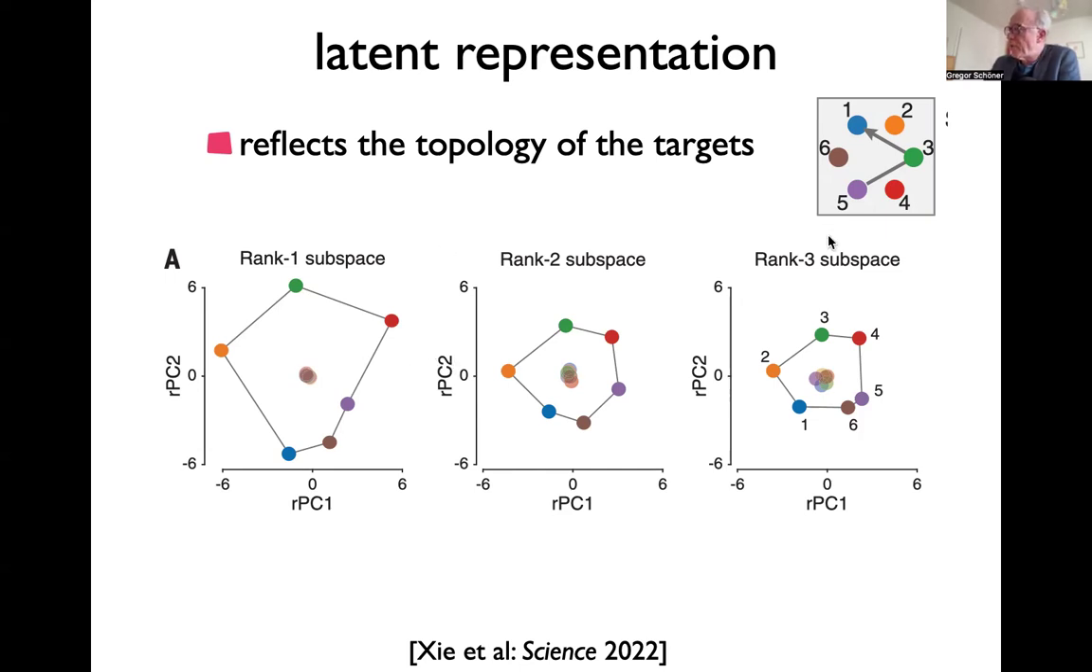And the topology, here by the color code, you see target number one is here, target number two, three. So the neighborhood relationships are correctly represented in this latent space. Yeah. So each point is the amplitude of the two PCs you need. I'll come back to that in a moment.